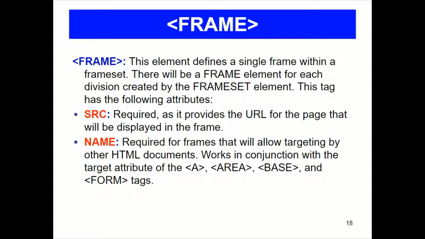Here we have source and name, two required attributes. Source or SRC, which is a required attribute, provides the URL or name of the web document, the HTML document that will be displayed in the frame. And the second attribute is name, which will allow targeting by other HTML documents. It works in conjunction with the target attribute of the anchor tag, area tag, base, and form tags.